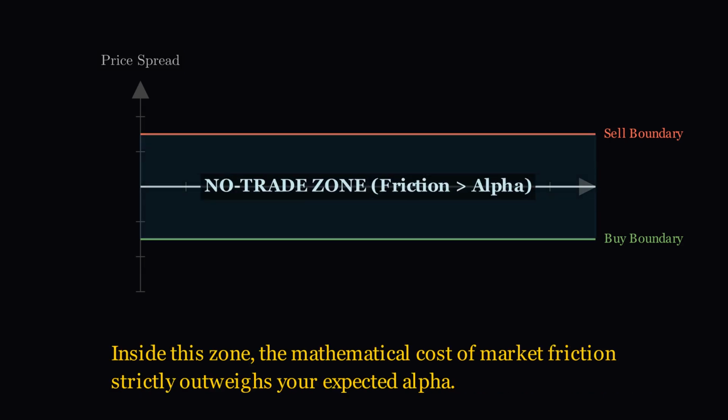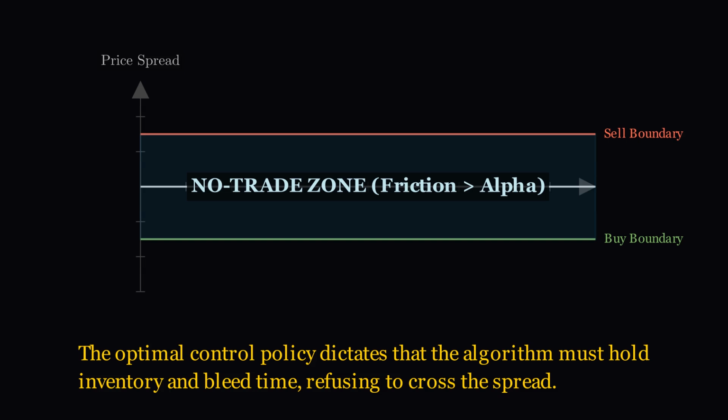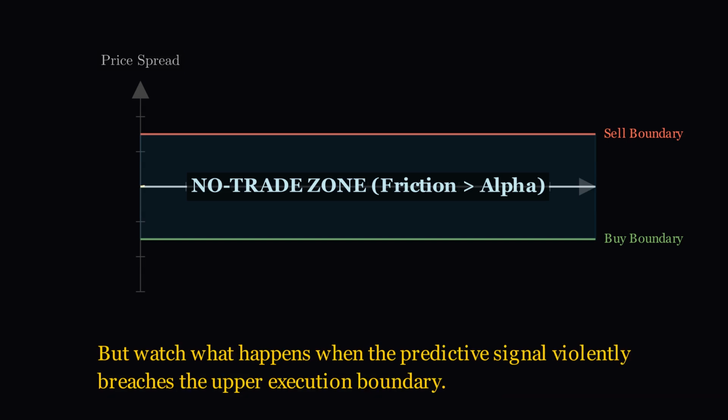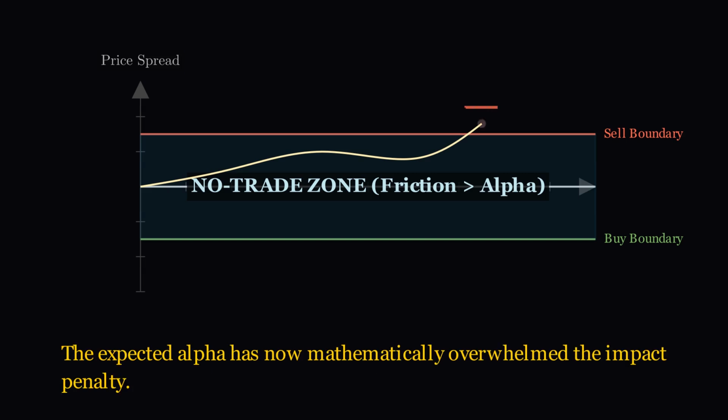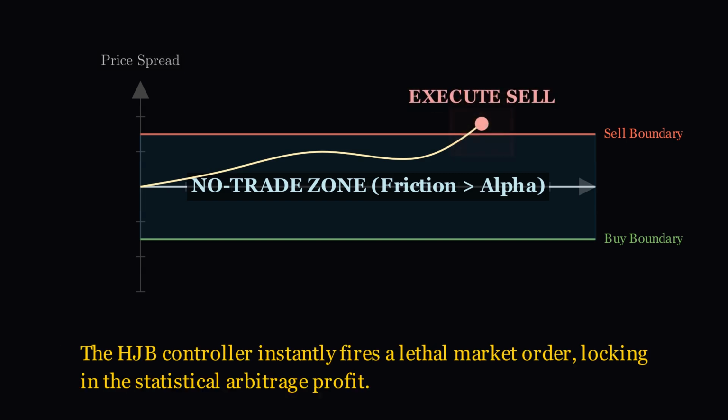Inside this zone, the mathematical cost of market friction strictly outweighs your expected alpha. The optimal control policy dictates that the algorithm must hold inventory and bleed time, refusing to cross the spread. But watch what happens when the predictive signal violently breaches the upper execution boundary. The expected alpha has now mathematically overwhelmed the impact penalty. The HJB controller instantly fires a lethal market order, locking in the statistical arbitrage profit.